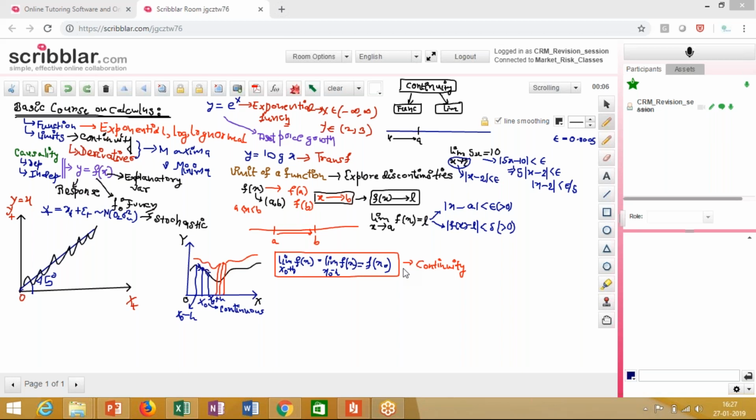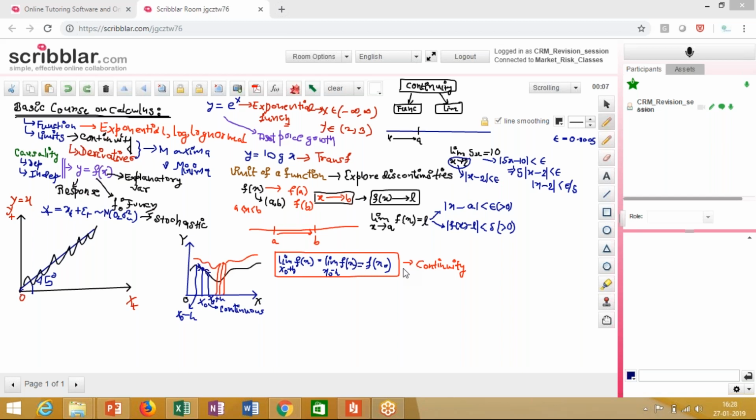Now, from limits, what we derived was the concept of continuity, right? So what was continuity? A function would be continuous at a point if the left hand side limit, the right hand side limit, and the limit themselves over there were equal, right? So that's what continuity is. So that is what was continuity.